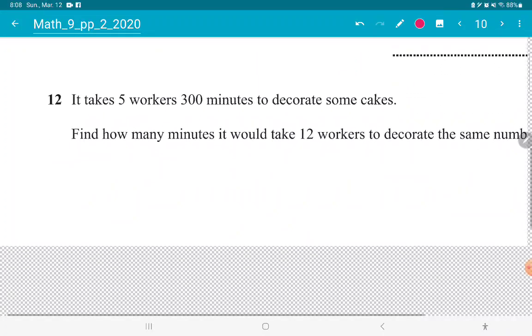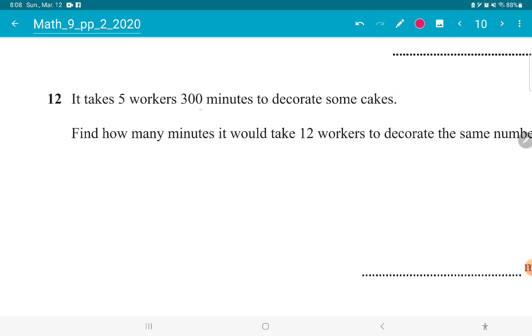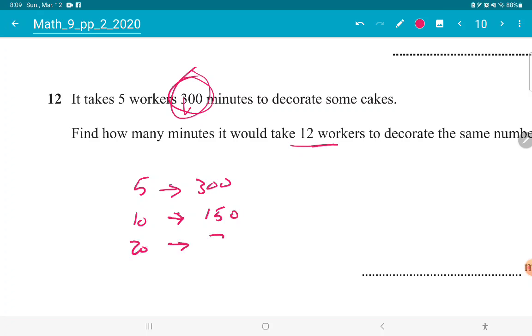12. It takes 5 workers 300 minutes to do some job. It says find how many minutes it would take 12 workers. So the answer must be less than 300. Here you could see it like that: 5 workers 300, 10 workers 150 minutes, 20 workers 75 minutes, and so on. We are at 12 now, so my answer should be less than 150, more than 75. How to get that?